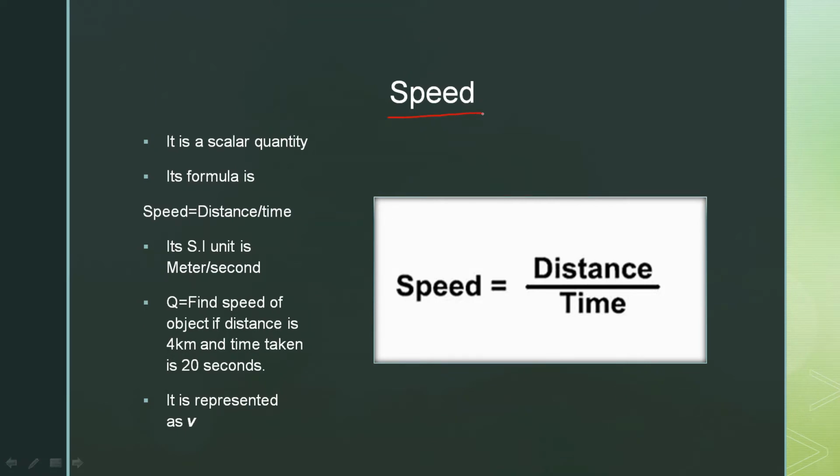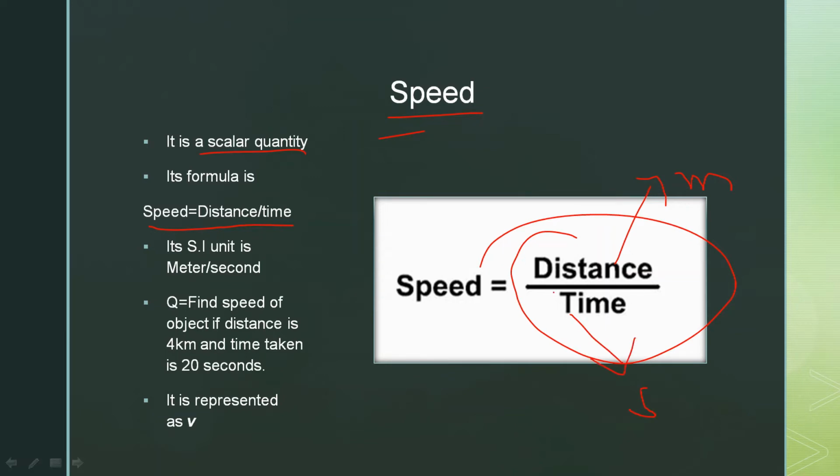Let's start now with speed. Speed is a scalar quantity, that is, a fundamental or independent quantity. Its formula is speed equals distance by time. Its SI unit is meter per second: meter for distance and second for time.